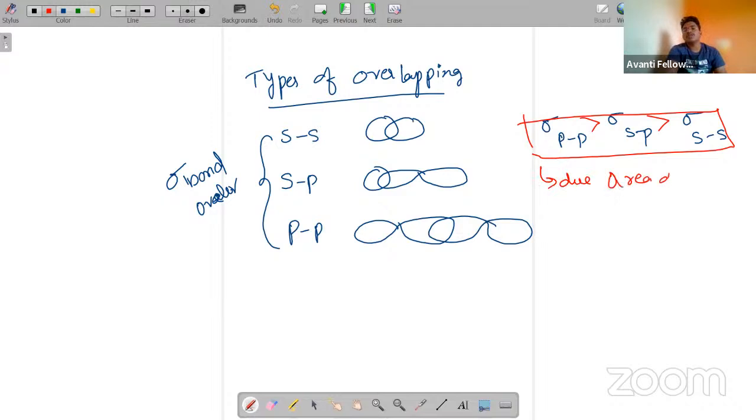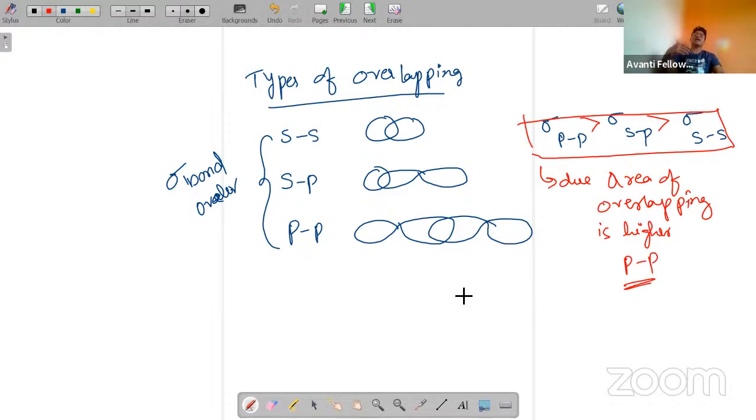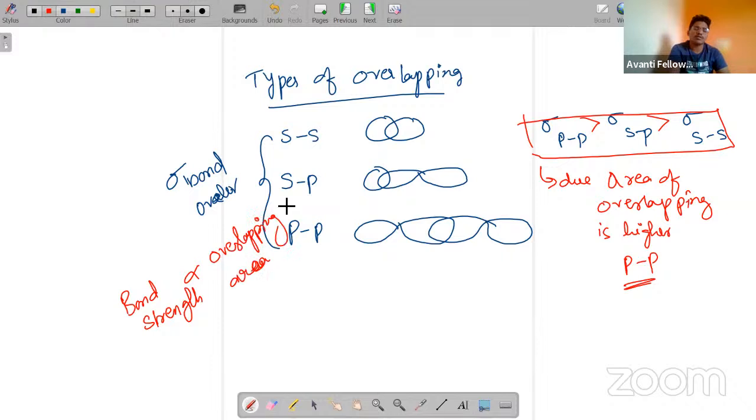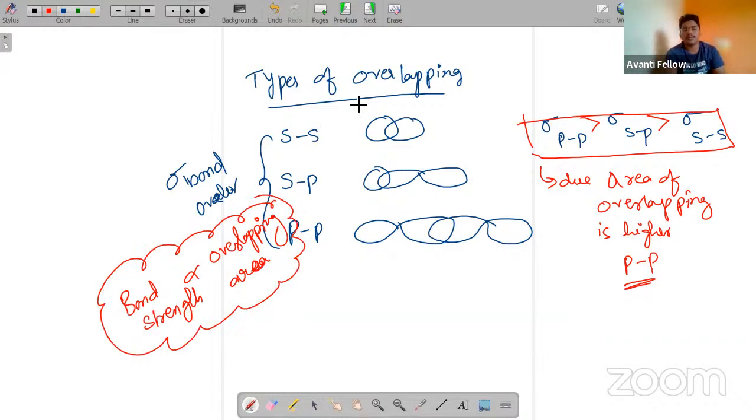Due to area of overlapping, which is higher in case of PP. So PP's overlapping area will be higher. That is why the strength of the sigma bond for PP is higher. I hope you guys are clear. Now I am going to write here: bond strength is directly proportional to overlapping area. So the bond strength is directly proportional to overlapping area.